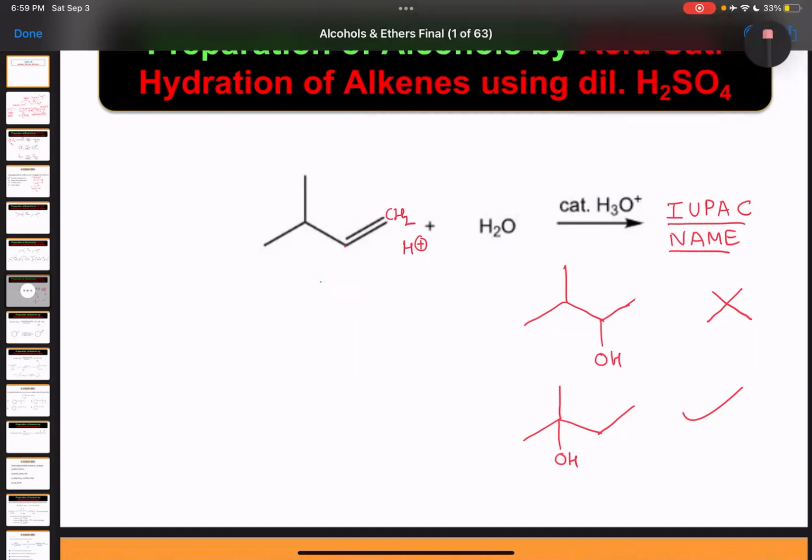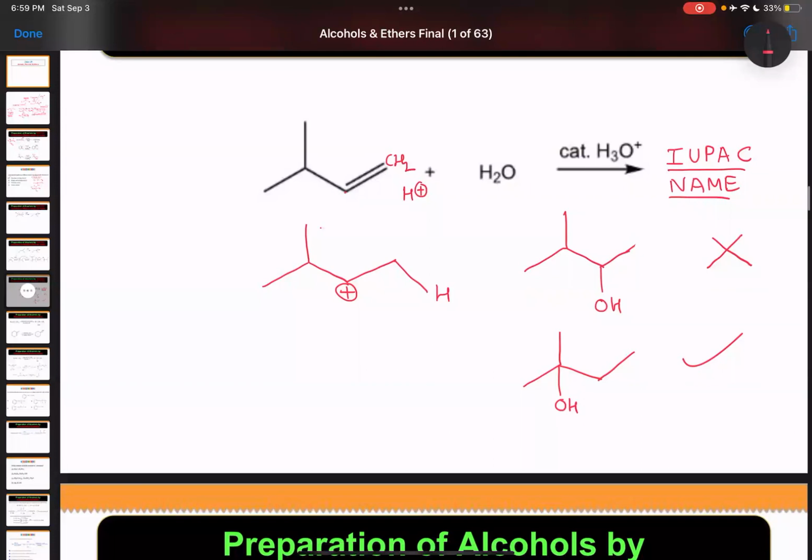that first you will form a carbocation by adding H plus to the double bond. H plus will come and take away the pi electron density of the double bond. And now there is a migration of carbocation. The carbocation formed here is 2 degree, and if it can come here, it will become 3 degree. But how can it come here?